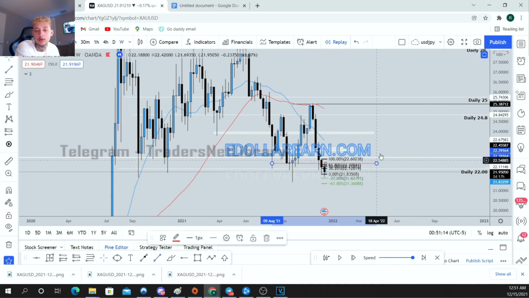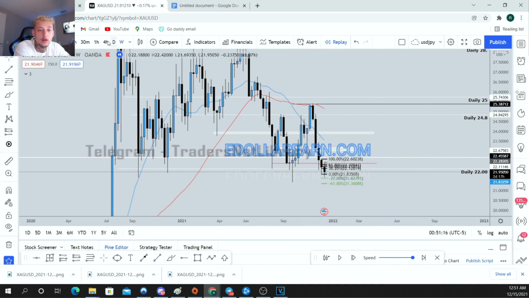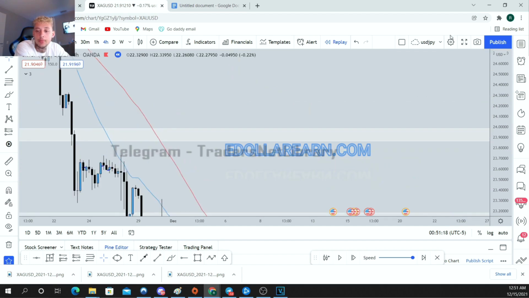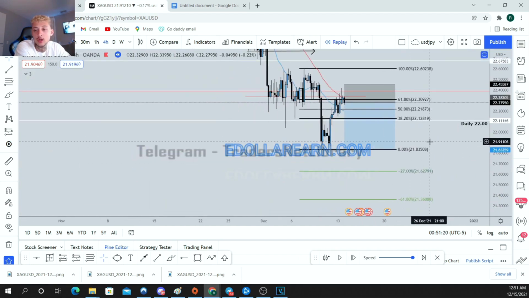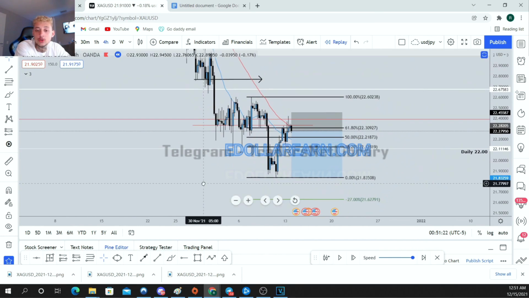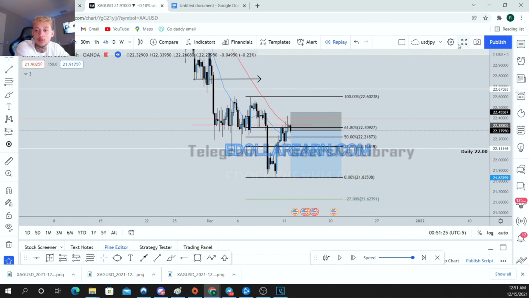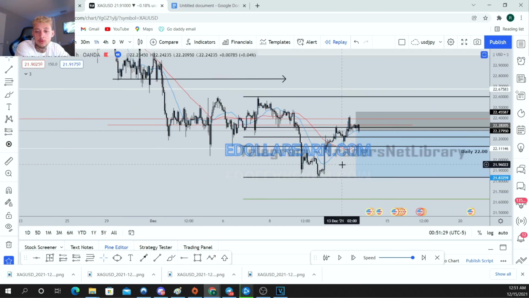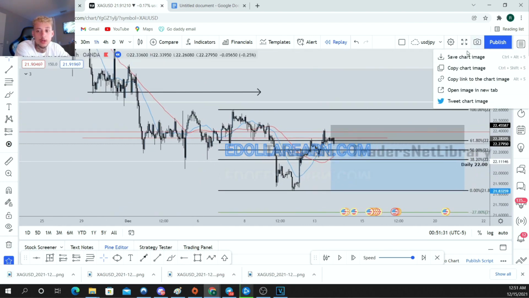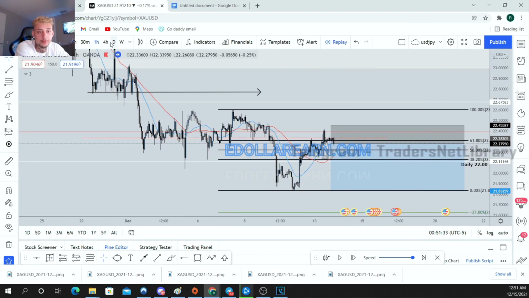I'm going to mark this off here as well. And then we're going to go to the 4-hour time frame, which is the time frame we based our trade off of. Now, if you didn't base your trade off the 4-hour time frame, you'd also want to take a screenshot of the hour time frame as well, no matter what. So we're going to take a screenshot of this hour time frame as well.